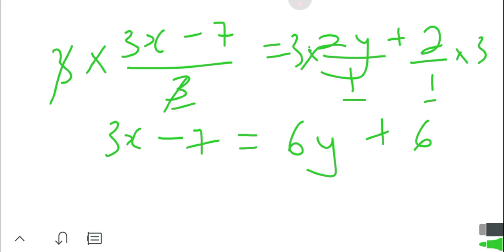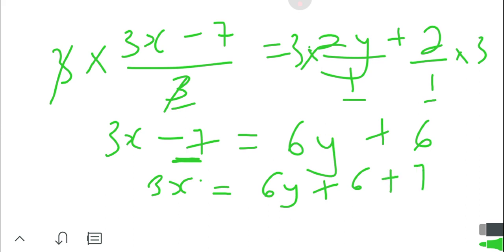So we have to make x stand alone. So we take negative 7, we drop it to the other side of the equal sign. So you get 3x is equal to 6y plus 6. So when negative 7 comes to the other side, it becomes positive. So you have positive 7.